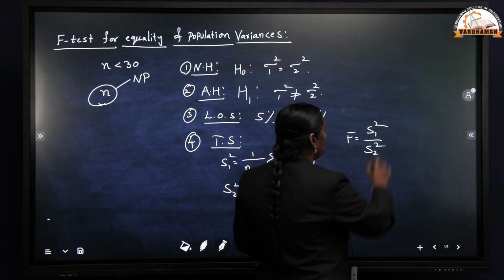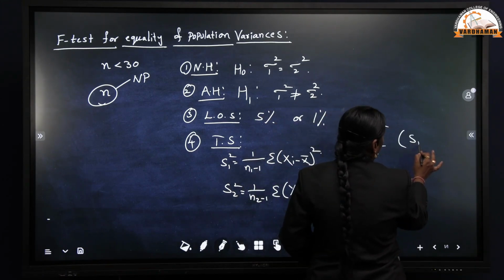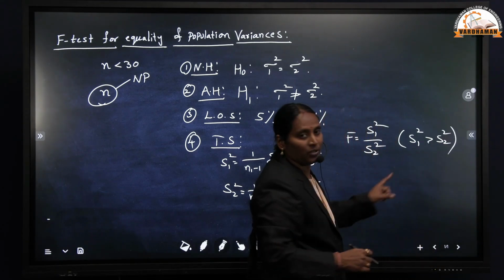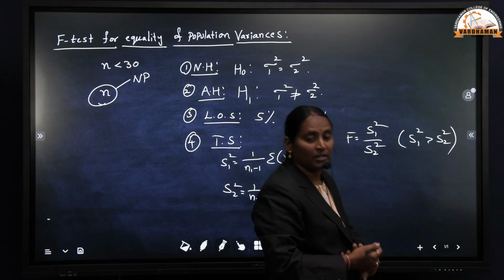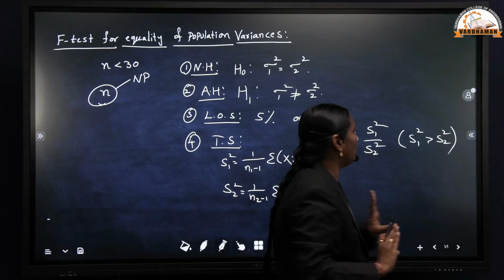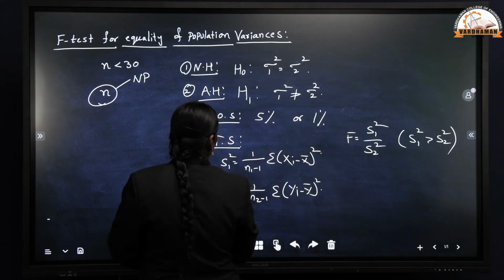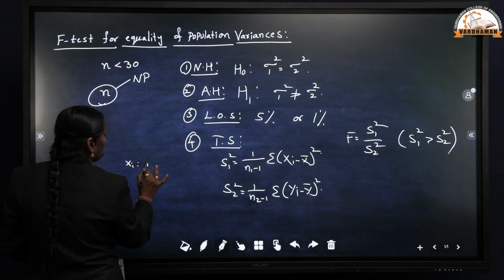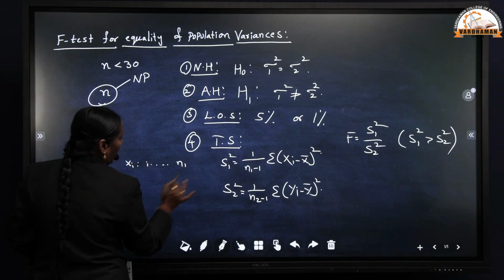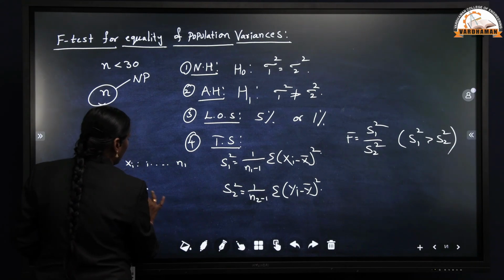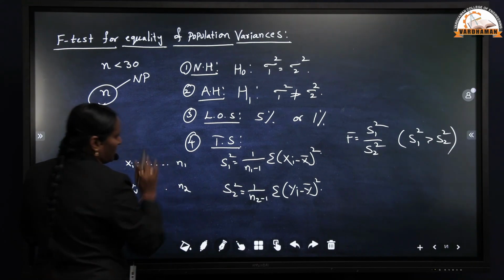In the formula for the test statistic F equal to s1 square by s2 square, the numerator value should be the greater one. It means that s1 square is greater than s2 square, and then we write this as our test statistic. Obviously we have two samples of sizes n1 and n2: xi are the observations for i from 1 to n1, and yj are the n2 observations.